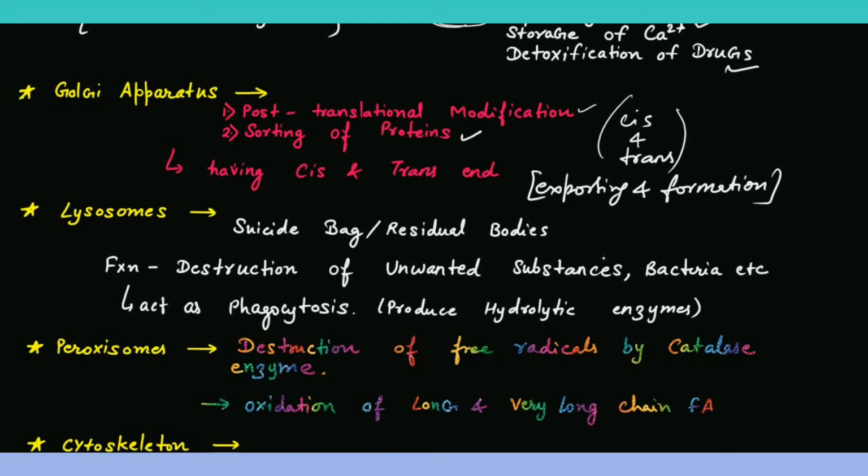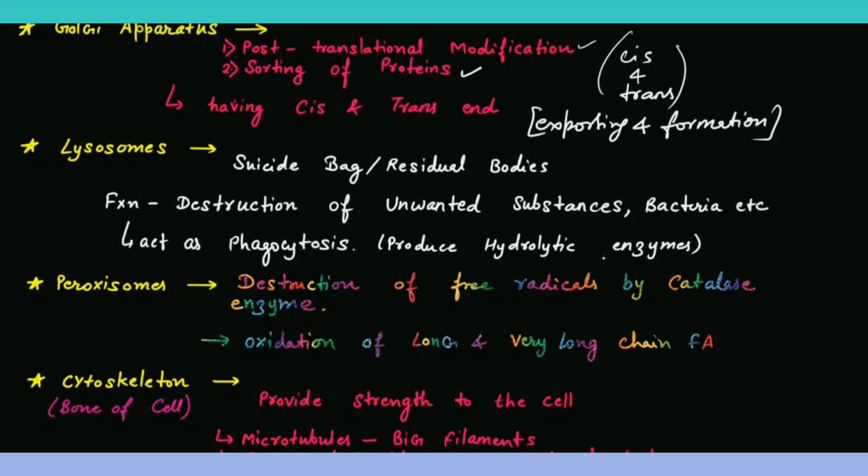Now the next organelle is lysosomes. Lysosome simply means suicide bag. Lysosomes are also known as suicide bags or residual bodies. So why are they called suicide bags? Because they have hydrolytic enzymes, like enzymes from the gastrointestinal tract, or other enzymes that involve the hydrolysis process.